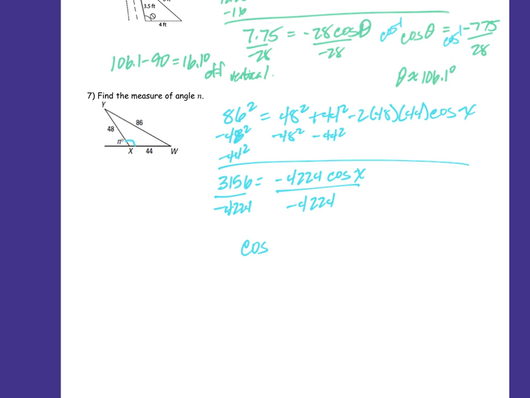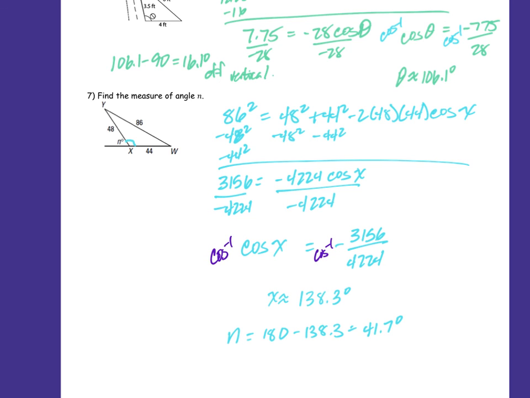And I get cosine of x is going to equal 3156 over 4224. And I don't want cosine of x, I just want x. So cosine inverse, and x is approximately equal to 138.3 degrees. And then to find the measure of angle N, it's going to equal 180 minus 138.3, which is going to be 41.7 degrees.